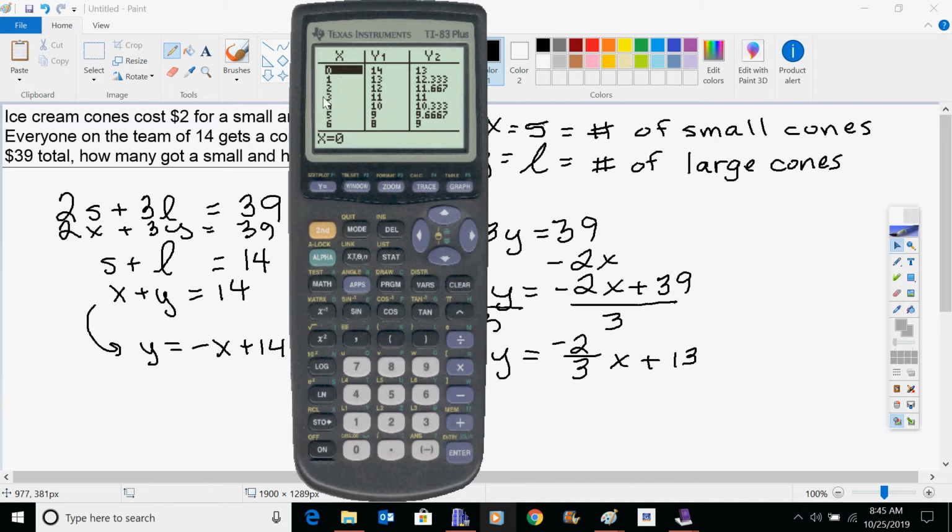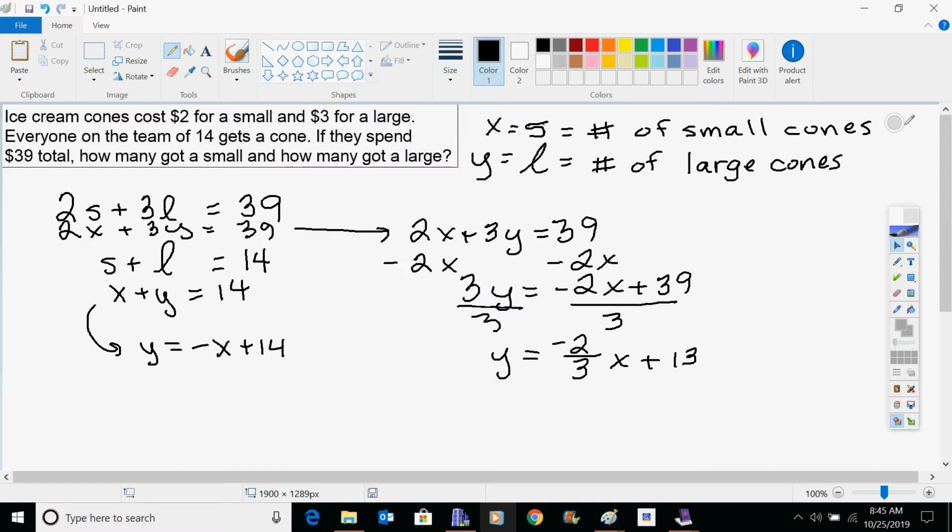So that's when we have 3 in the x and 11 in the y. So here's 3 in the x and 11 in the y. So that tells me we have 3 small cones and you have 11 large cones. So this one, actually, the table did work out well.